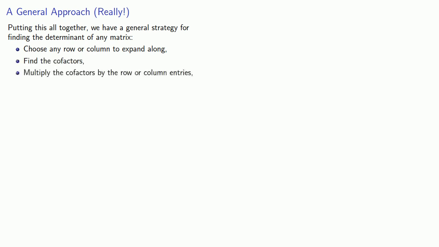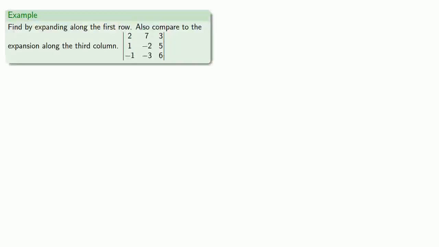So putting all of these pieces together does give us a general approach to finding the determinant. So our general strategy is going to be the following. We'll choose any row or column to expand along. We'll find the cofactors. We'll multiply the cofactors by the row or column entries, and then add. Okay, so let's put all of these things together to find the determinant of a 3 by 3 matrix. We'll fill in our procedure for reference.